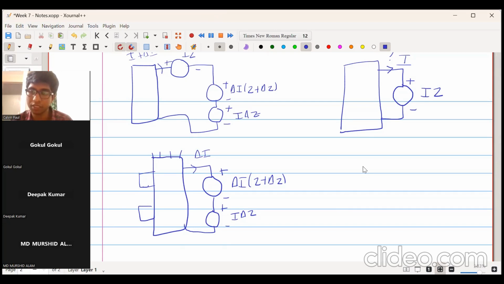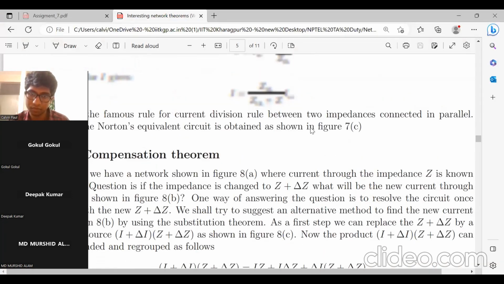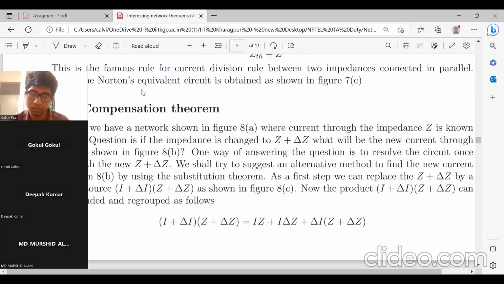This is the proof of the compensation theorem. Do you know that? Yes, sir, I know, but I have some confusion in the compensation theorem. Okay. All right.